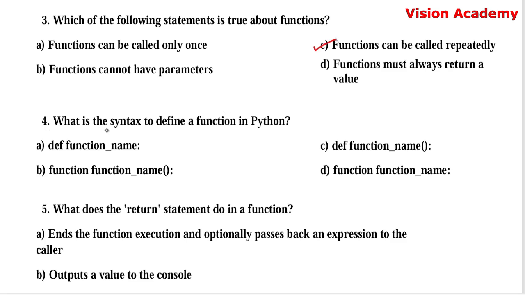Question number 4. What is the syntax to define a function in Python? Option A, def function_name. B, function_name, round opening and closing braces, colon. C, def function_name, opening and closing round braces and colon. Option D, function_name. Here, option C, def function name, round braces and colon is the right answer.